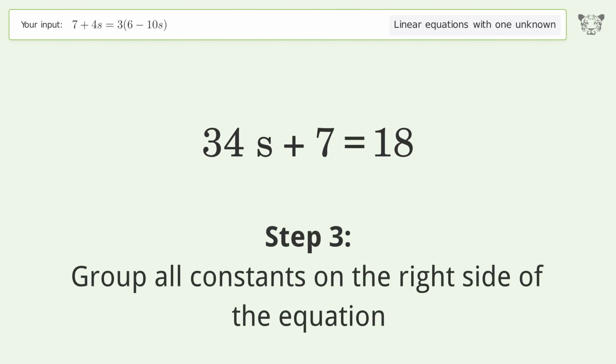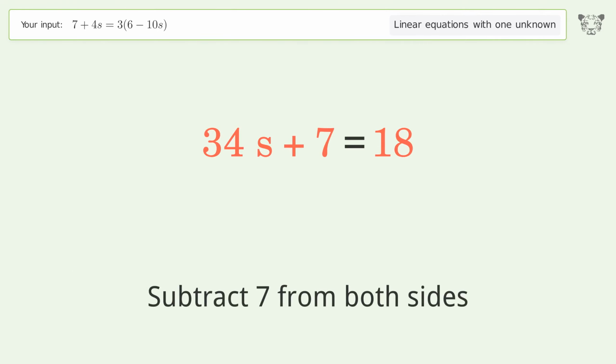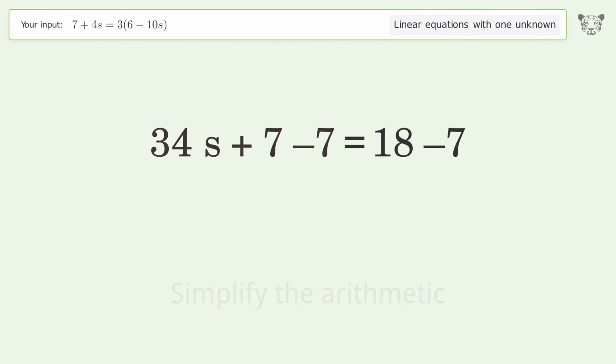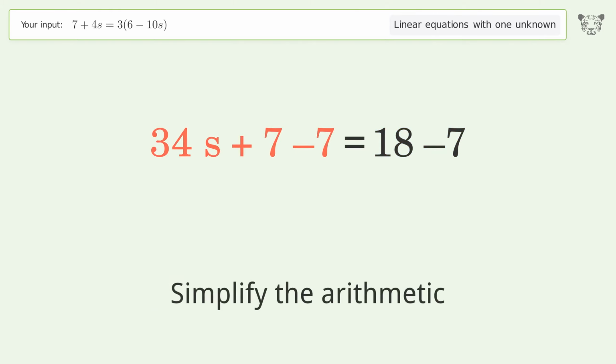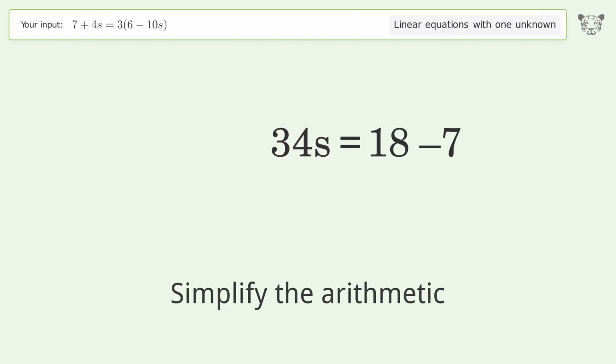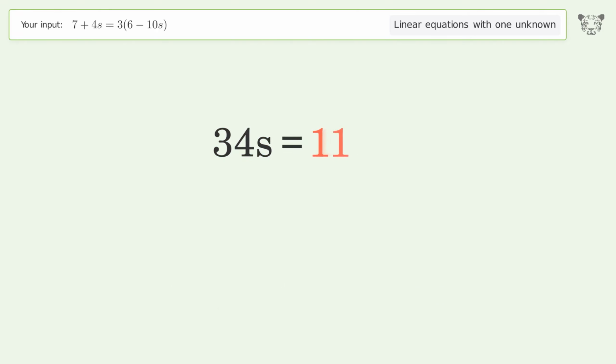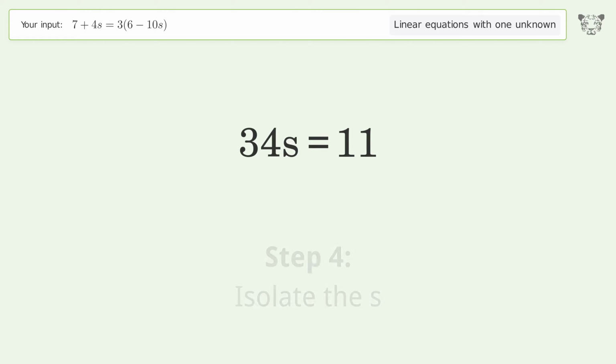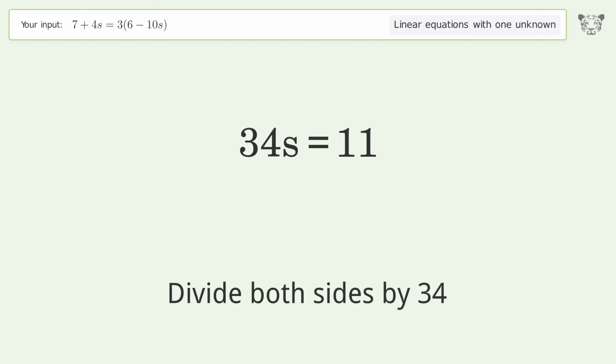Group all constants on the right side of the equation. Subtract 7 from both sides. Simplify the arithmetic. Isolate the s. Divide both sides by 34.